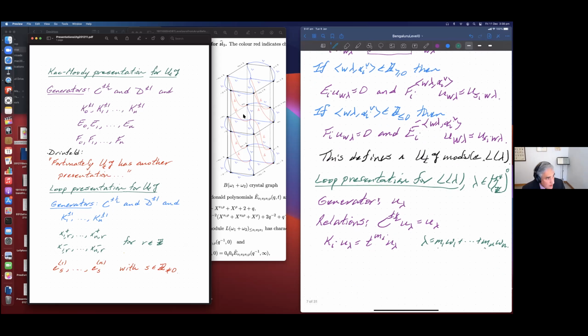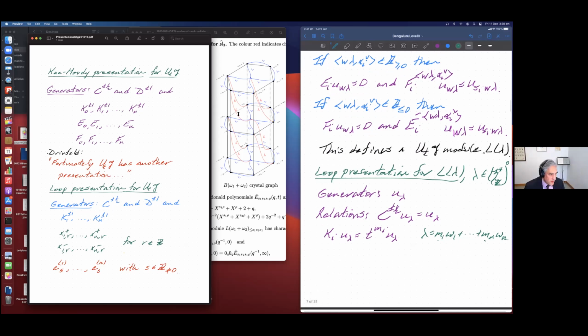And then I have these loop generators, X plus, X minus, and E. And how do they act? So they act in the following way. X_{i,r} plus U lambda is 0 for all the i's and all the r's. So in the loop presentation, it looks like this vector is a highest weight vector. It's killed by all the X pluses.